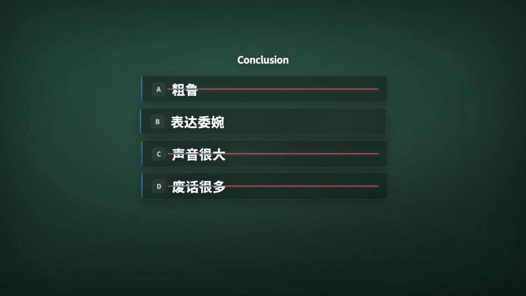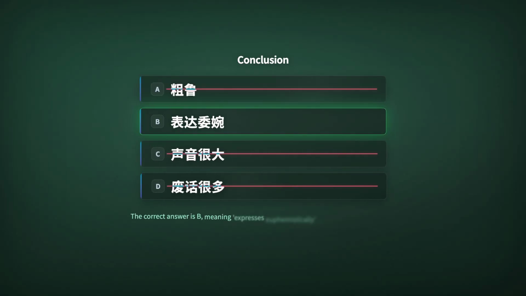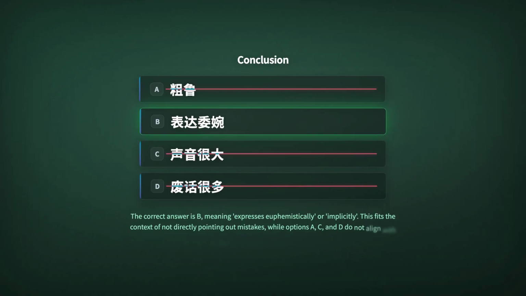A quick sanity check: if you were tempted by A, remember that rude speech would likely be direct, not implicit. For C or D, note that the sentence doesn't mention volume or nonsense. Keep this strategy of analyzing parts and comparing options in mind for similar problems, as it builds confidence in reading comprehension.